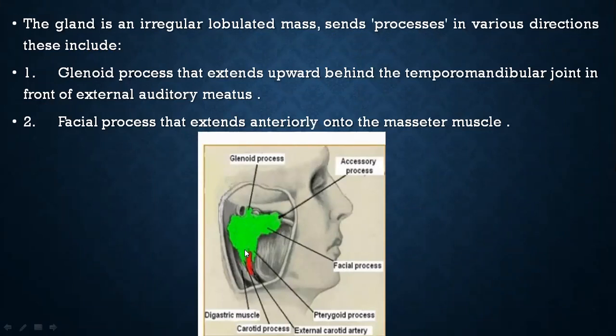It's called the carotid process. Here you can see the facial process, glenoid process. There is even an accessory process. You can see the pterygoid process. You can see the carotid process. Processes means projections coming from the gland, and that is why it is irregular in shape.